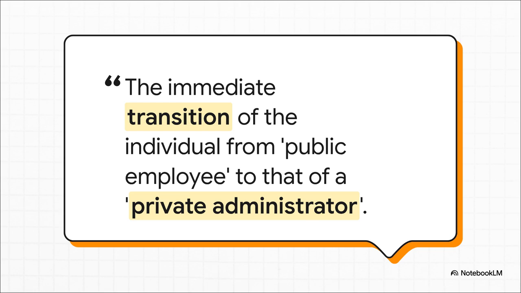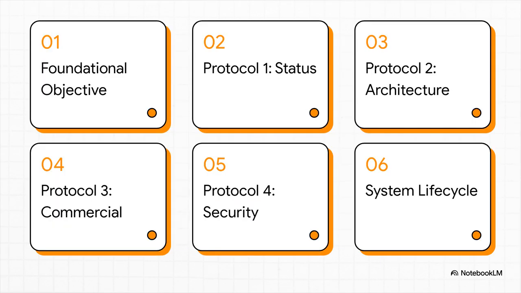So, what is the primary objective? It's right here. The core mandate is a total shift in legal and administrative status. We're looking at a very structured process designed to decouple an individual from specific public administrative systems. This briefing is structured into 6 modules. We'll start with the system objective, then execute a walkthrough of the 4 core protocols: status correction, architectural construction, commercial engineering, and security management. We'll conclude with the system's lifecycle and operational metrics.